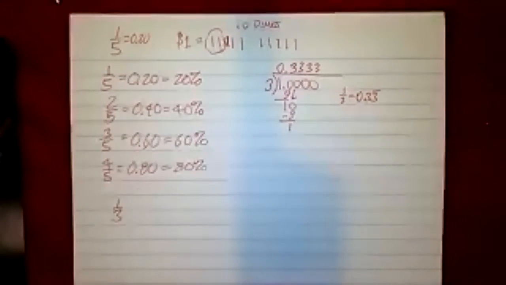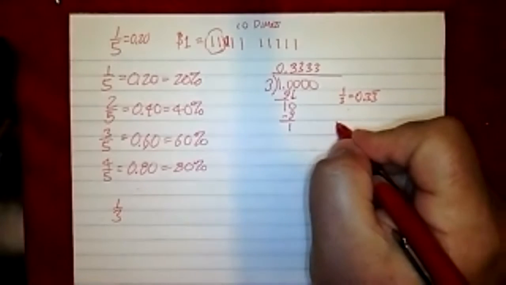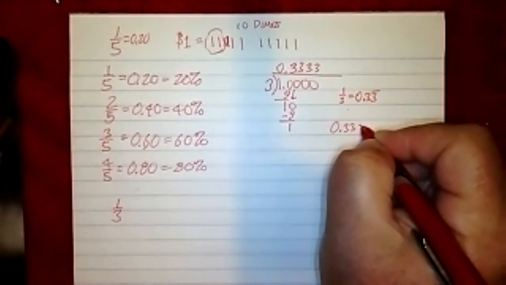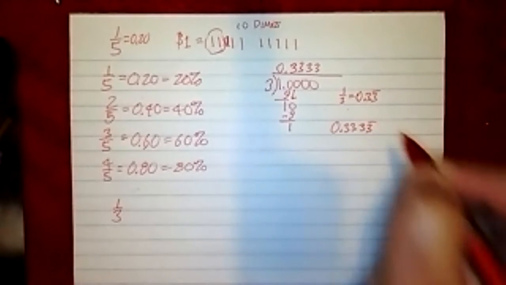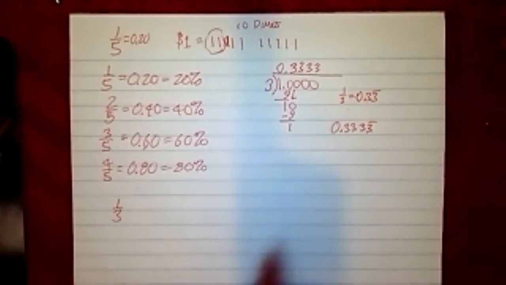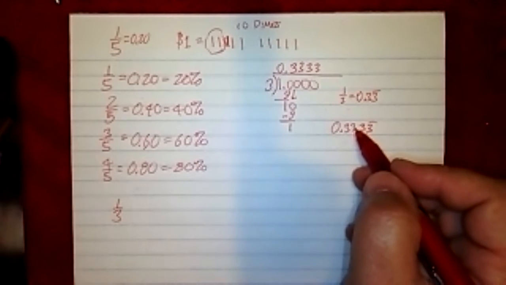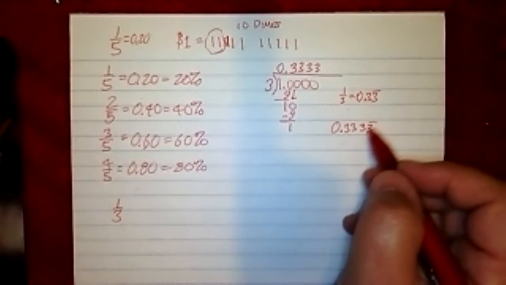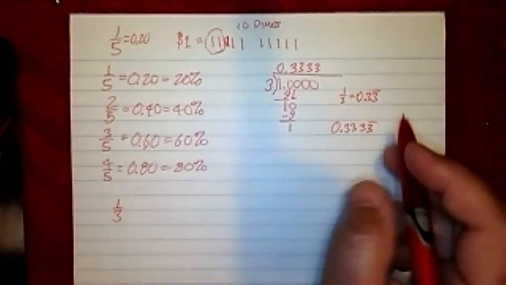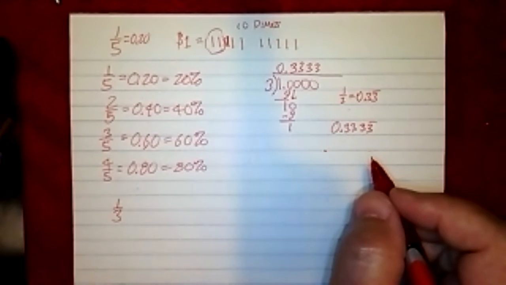But we can do better than that. For instance, I can say 0.3333 and say that goes on forever. Then I could realize this is about 33%. But what is this 0.0033? Well, there's actually a trick to doing this.